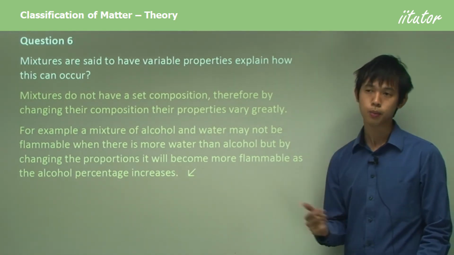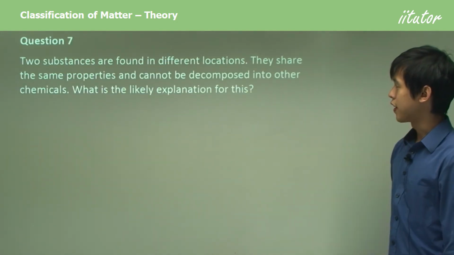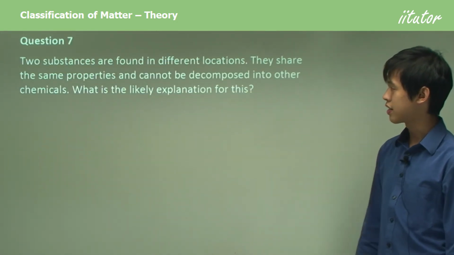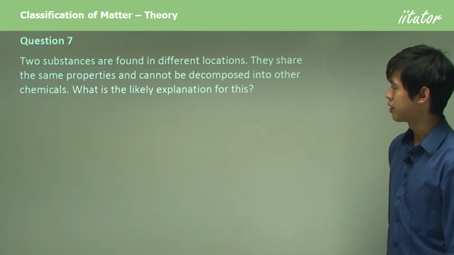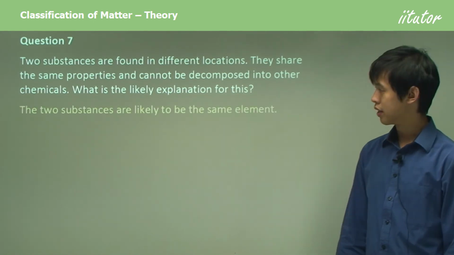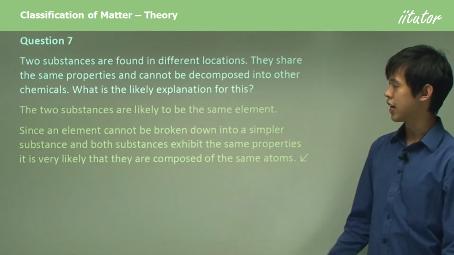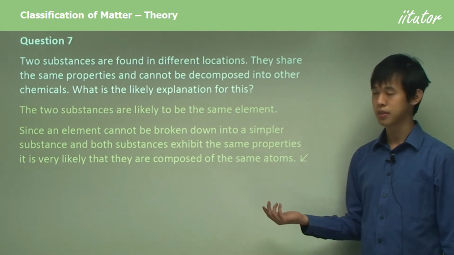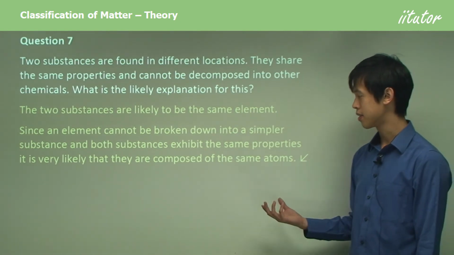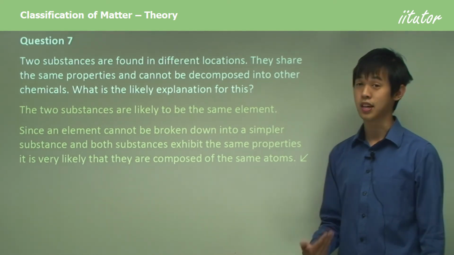So, similar situation here. Two substances are found in different locations. They share the same properties and cannot be decomposed into other chemicals. What is the likely explanation for this? These two substances are likely to be the same element. Since an element cannot be broken down into simpler substances, and both substances exhibit the same properties, it's very likely that they are composed of the same atoms.